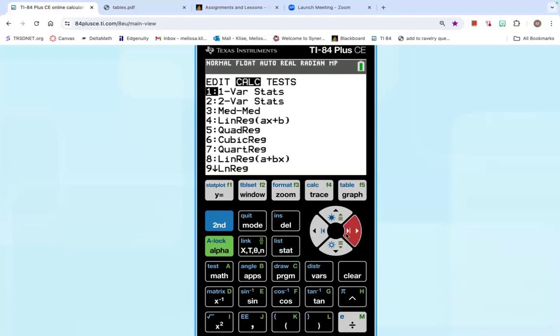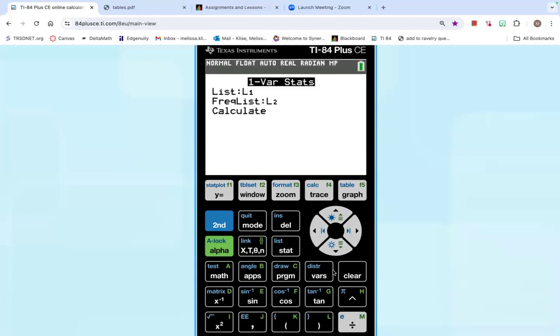Stat, go over to calc. We want the first option. I do not want a frequency list. I'm going to delete that out. This L1 is the list I'm looking at. Hit calculate. So my x bar here is 36.8.